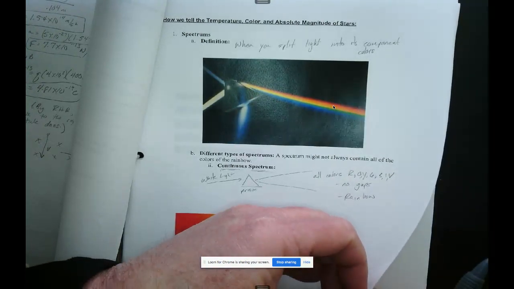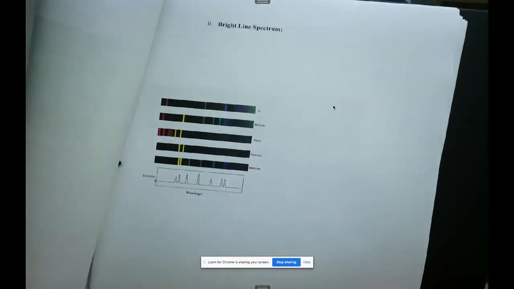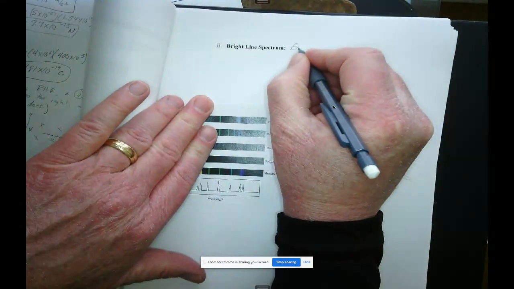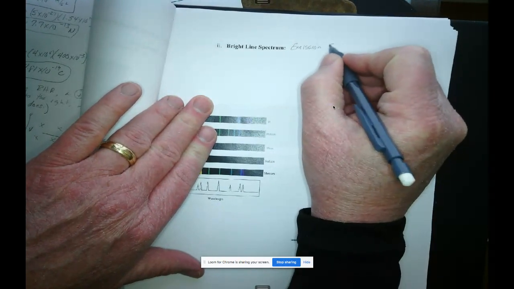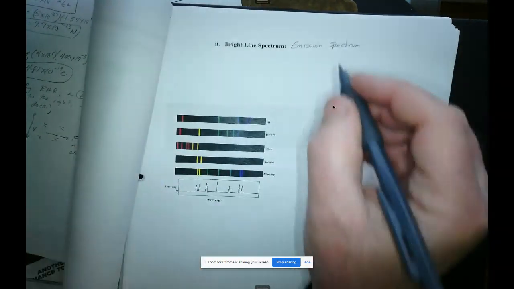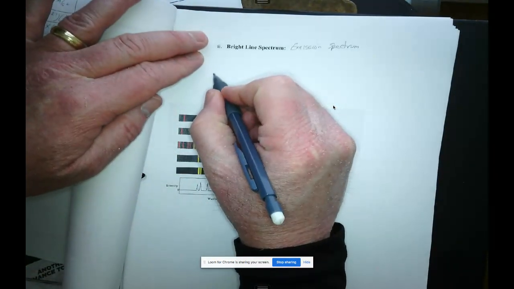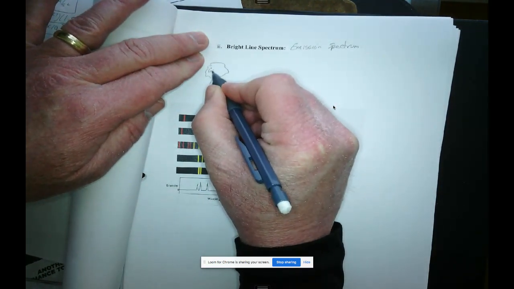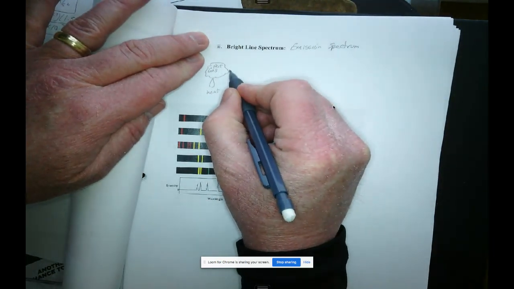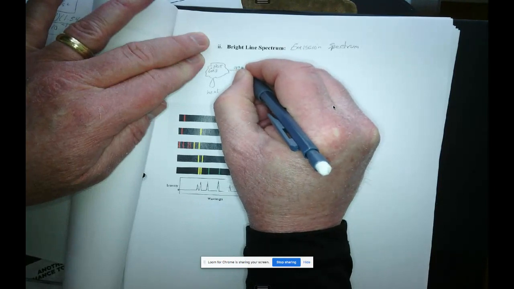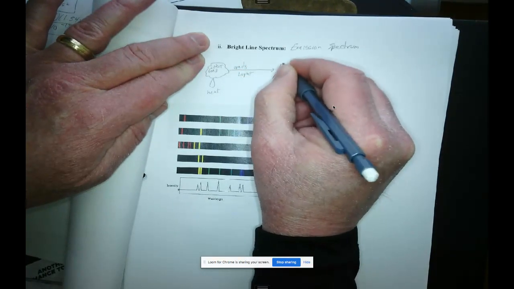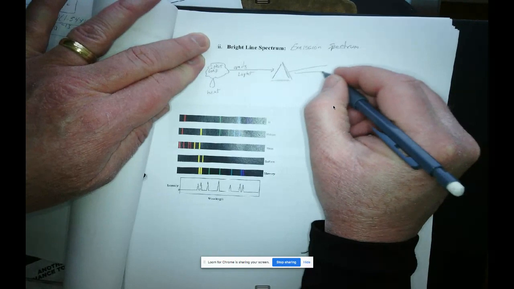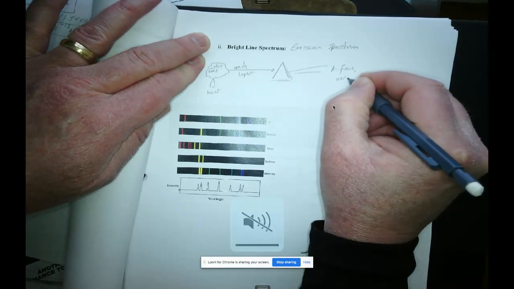Now, there are two other spectrums to talk about. The first one is called a bright line spectrum, or an emission spectrum. And the way an emission spectrum is made is you put heat into a gas. So you have a hot gas. It's going to emit light. If I take that light and put it through a prism, now instead of a whole rainbow, I only get a few very specific colors.